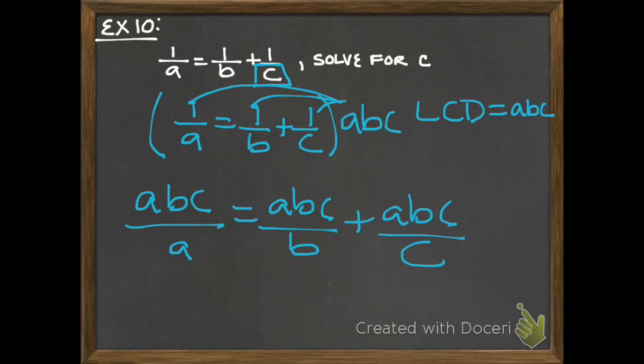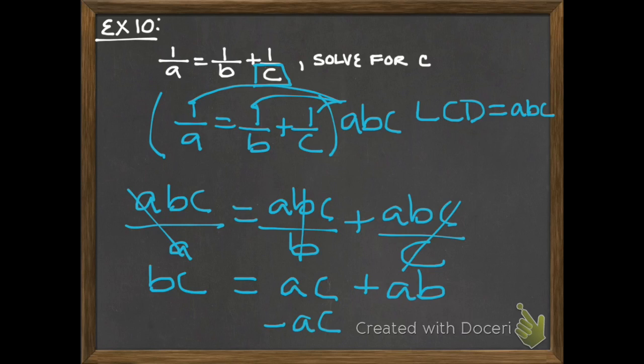So now, as you see, there's a lot that cancel out. So we've got A over A becomes 1, B over B becomes 1, and C over C becomes 1. So I'm left with BC equals AC plus AB. Well, again, remember, I actually want to solve for C. So just like my other problems, I need to get the C's on the same side of the equation. So I'm going to subtract AC from both sides.